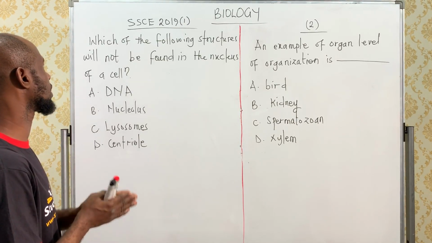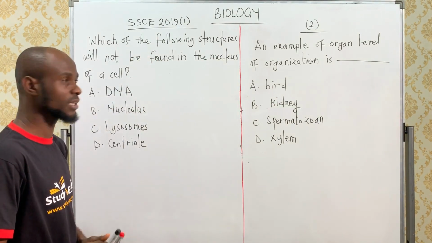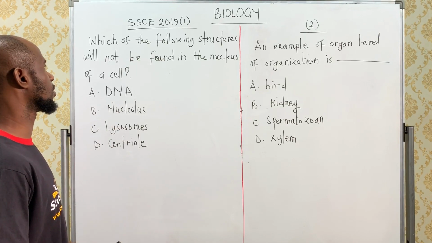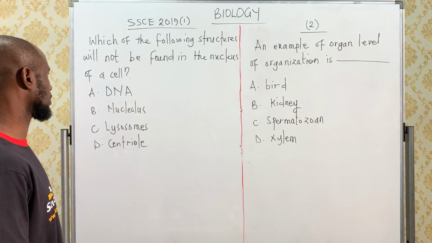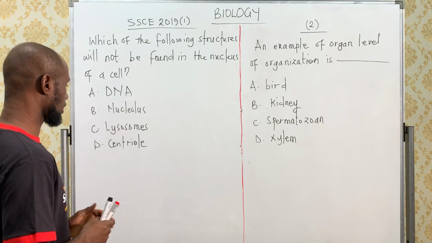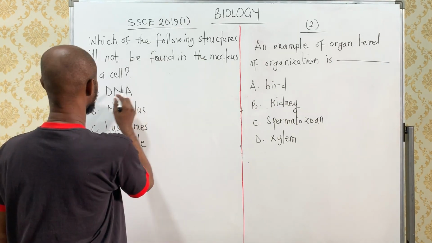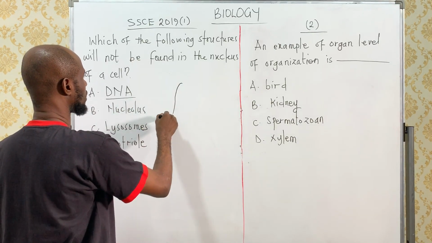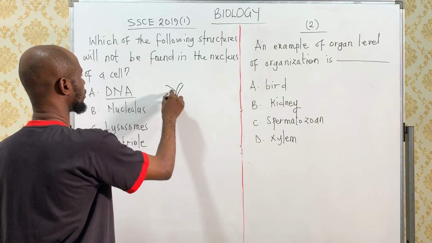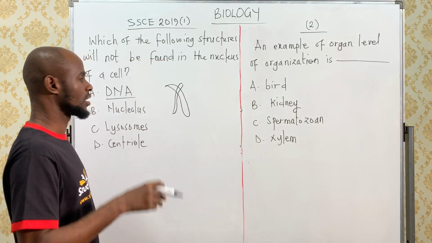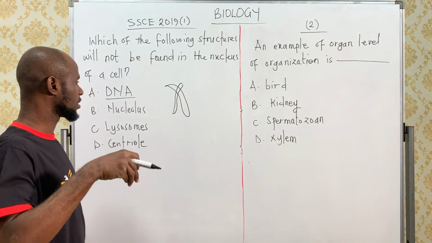Now we start with another year, 2019, question 1. Which of the following structures will not be found in the nucleus of a cell? Let's look at the options one after the other. DNA. The DNA is always found in the cell. How? The DNA is found on the chromosome. The chromosome is a thread-like material that is found in the nucleus.